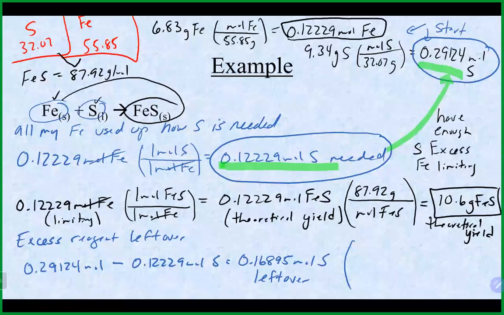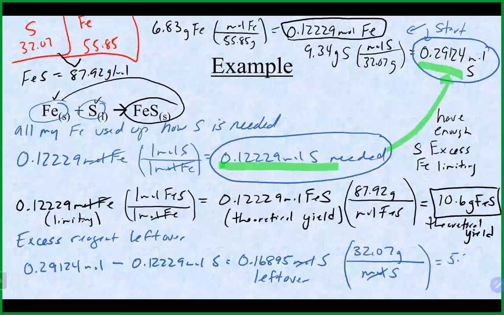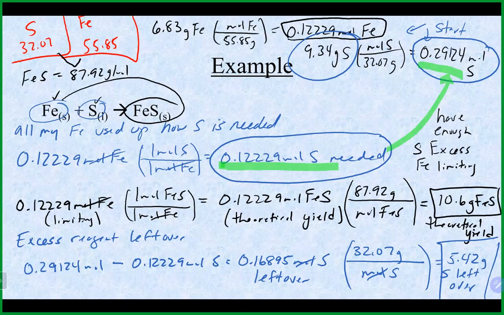And if we want to know how many grams that would be, we can multiply by the molar mass of sulfur from the periodic table. Moles will cancel, times 32.07, about 5.42 grams left over. We started with 9.34 grams of sulfur. We have about 5.4 grams left over, which means in this reaction, we used just under 4 grams here of the sulfur.